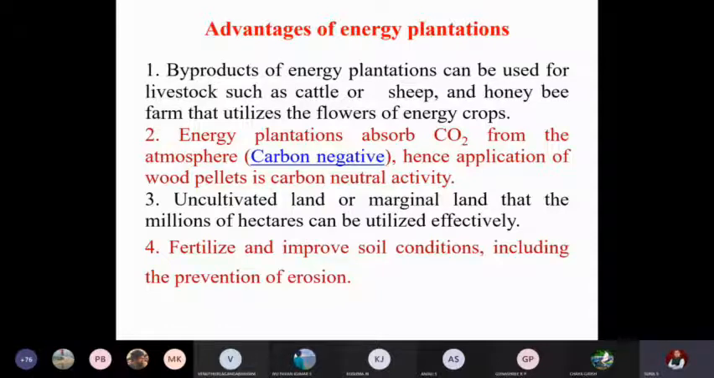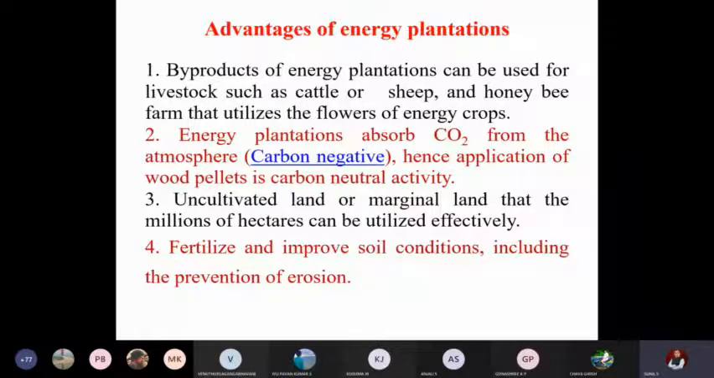So what do you mean by this? Wood pellets, even if you burn them, whatever carbon dioxide is given out to the atmosphere, we cannot call it pollution. Why? Because in the process of formation of these wood pellets, carbon dioxide is consumed from the atmosphere. If 100 parts of carbon dioxide is consumed, only 10 parts will be given out. Only 10% of the CO2 is given out. So in general, we can call it a carbon neutral activity.